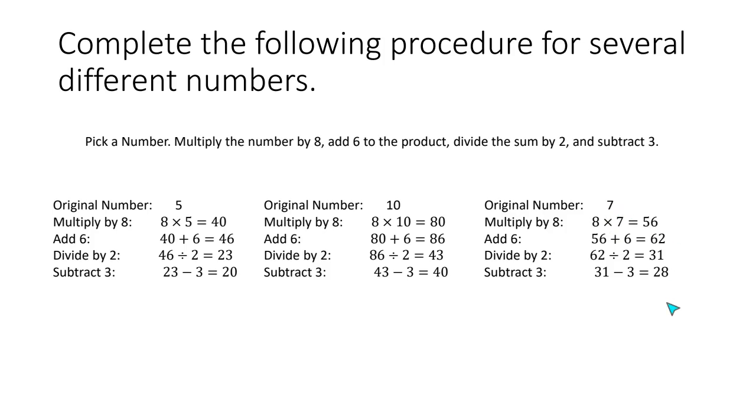You want to ask yourself what is happening with this procedure. So if you pick any number, let's say you pick 6, what would your final number be? Okay, so you want to look at the pattern. So what's happening with 5? We ended up with 20. 10, we ended up with 40. 7, we ended up with 28.